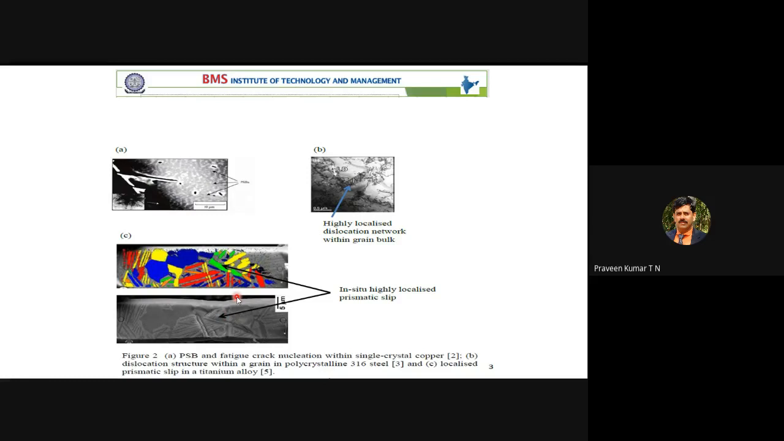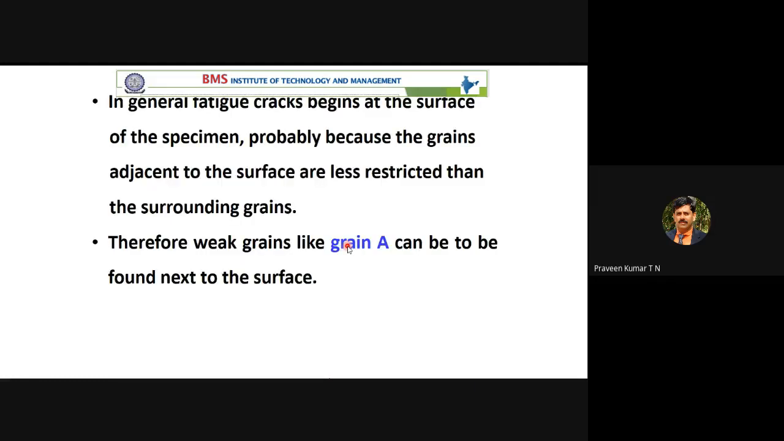Hence, the definition itself says fatigue is progressive crack propagation, or localized plastic deformation. Hence, it is referred to as a highly localized dislocation network. You don't understand dislocation yet. Dislocation means one-dimensional defects are referred to as dislocation.